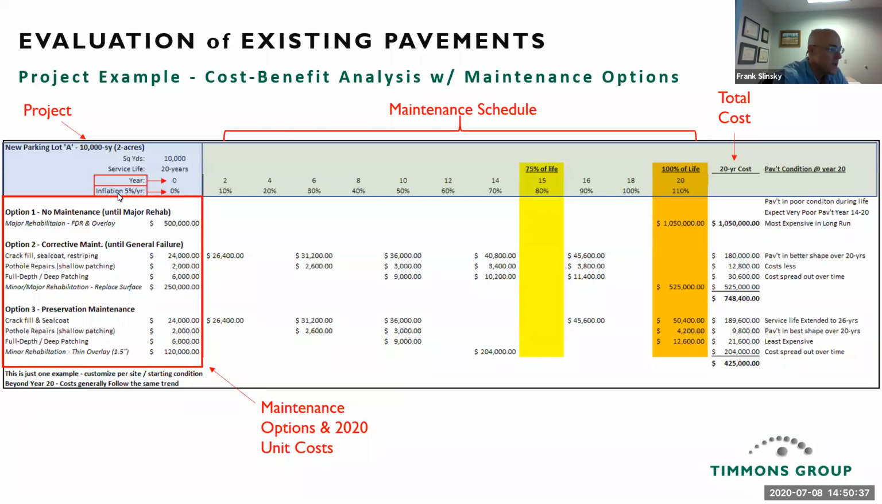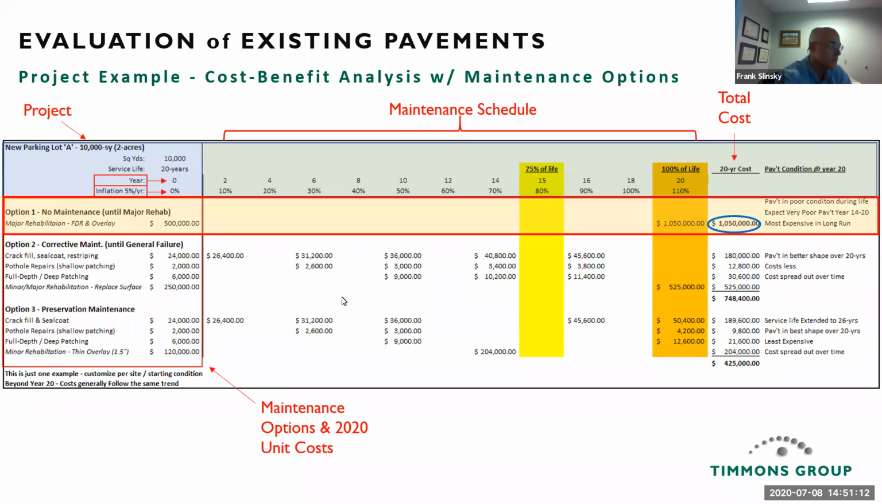And then you have a cost inflation of 5% per year. That may change as years go on, but that's what we know today. And then every 2 years you're adding 10% for 2 years. And you go across there, and then over here on the left, you got maintenance options and 2020 unit costs. So these are some options here, different categories for those options, and then some unit costs.